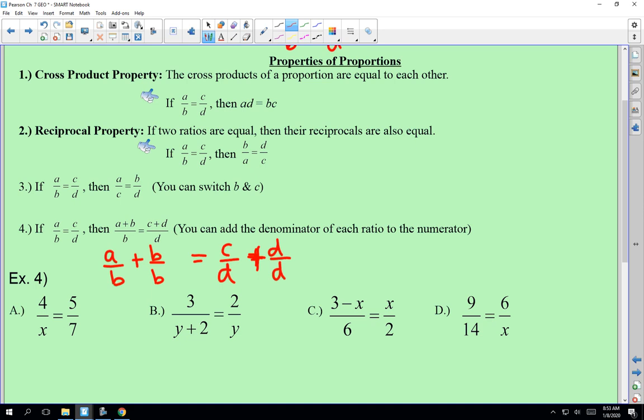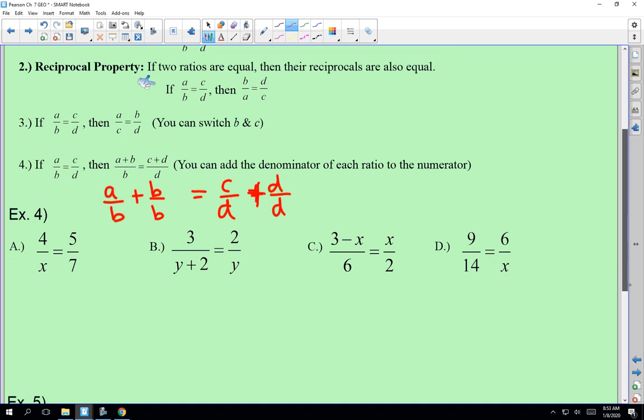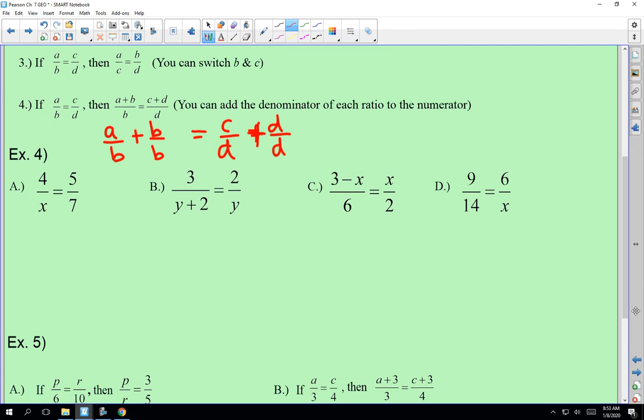So let's go ahead and solve some proportions. There's more algebra. This is just algebra. We're going to cross multiply to solve, so it looks like this. This would be 4 times 7 equals 5 times x. So 28 equals 5x. Divide by 5. So x equals 5 3/5. Or you could write that as 5.6.